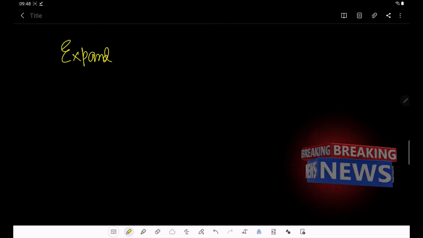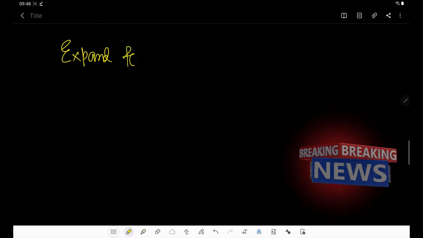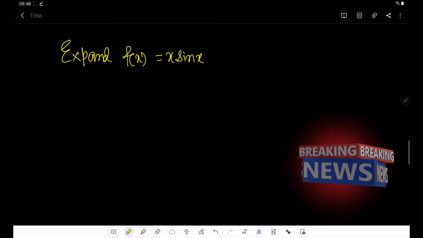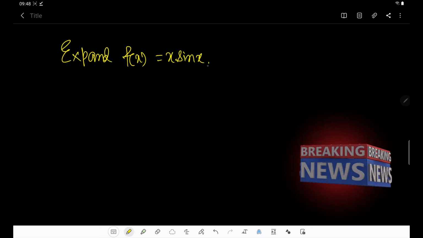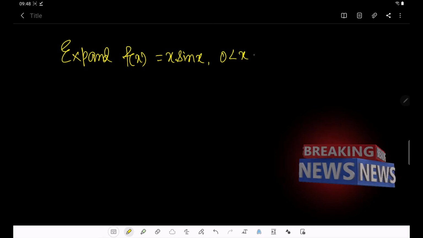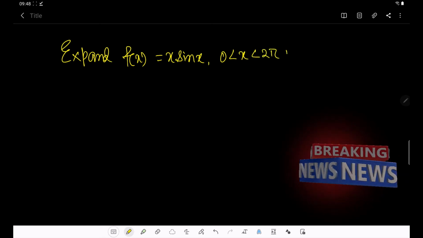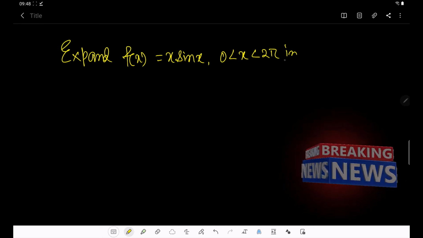Today I shall work out one problem from Fourier series, and let's see what the problem for today is. Here we have the problem: expand f(x) = x sin x in the interval 0 to 2π in a Fourier series.